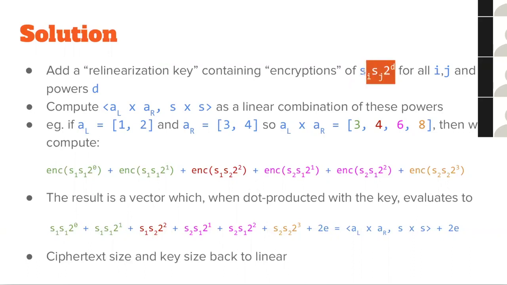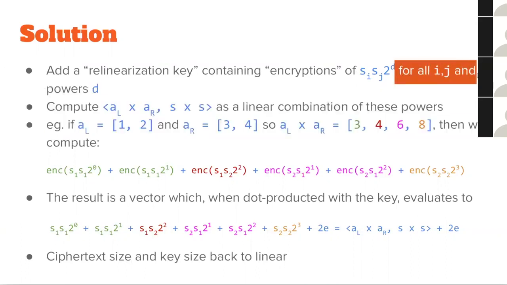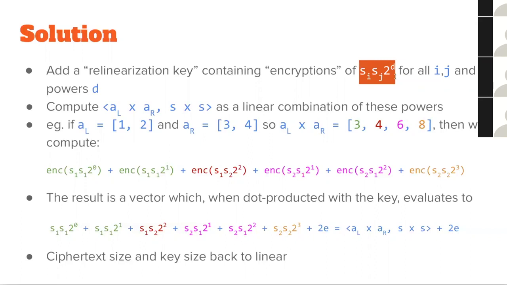So you cannot actually extract SISJ to the D from the ciphertext because there's the error, and the error is going to wash away everything except for the really high bits and the low bit, but it's going to wash away some bits in the middle. But it is basically a vector where if you dot product that vector with the key, then you get SISJ to the D plus even error.